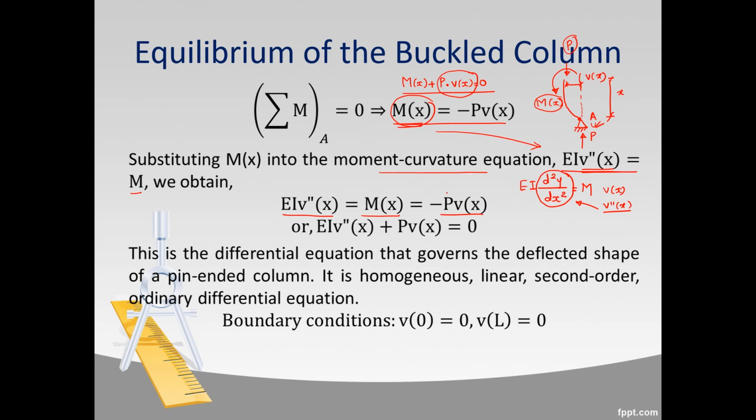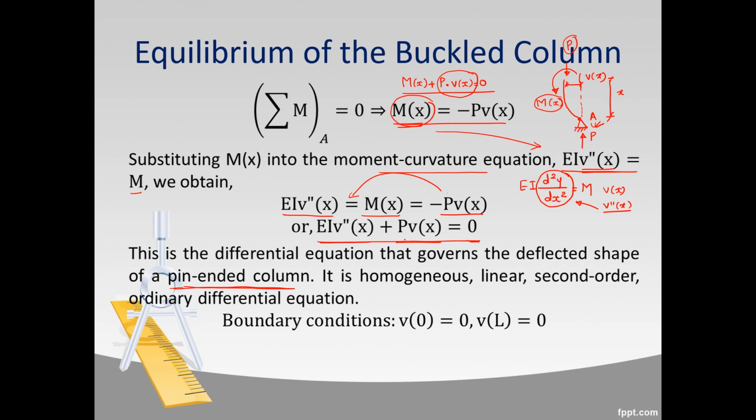If we take this minus P into Vx to the left hand side, then this becomes our governing differential equation: EI v double prime x plus P into Vx equals to 0. So this is the differential equation that governs the deflected shape of a pin-ended column. Remember, now we are discussing the case of a pin-ended column. For other end connections or other end conditions such as hinged column or fixed column, what will happen to the value of critical buckling load we will see in our upcoming lectures. But for now it is a pin-ended column.